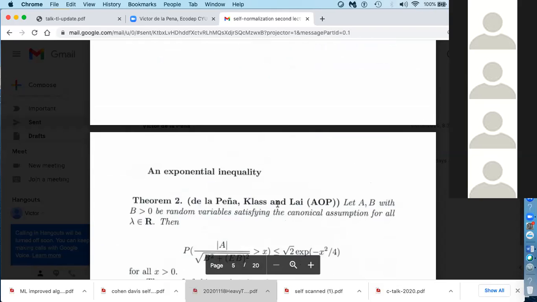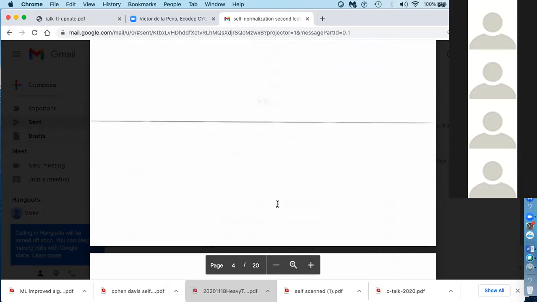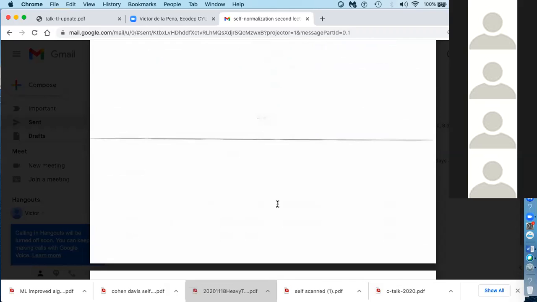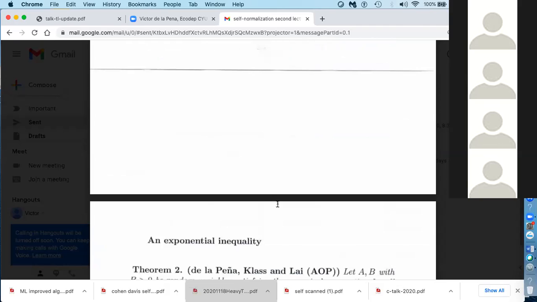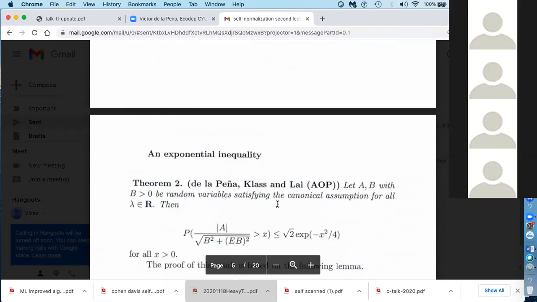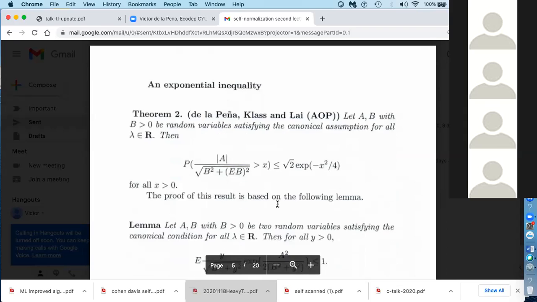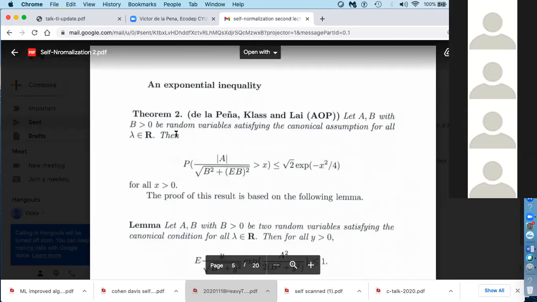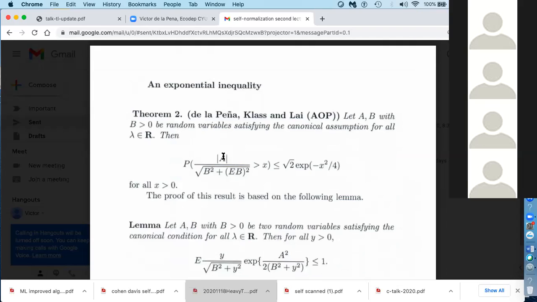Okay, so under that condition, for those lemmas, which are Brownian motion up to a stopping time, martingale and its conditional variance, as well as sums of conditional symmetric variables, all satisfy the condition, and under only that condition, we get the following result. The probability that the absolute value of A over the square root of B squared plus the expected B squared is bigger than x is less than or equal to the square root of 2 e to the minus x squared over 4.